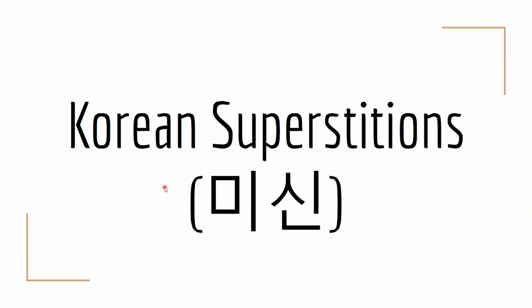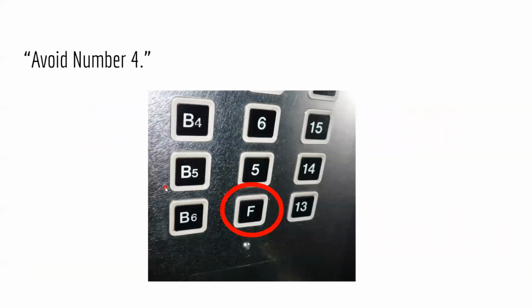Okay, now we're going to learn about the Korean superstitions. In Korean, it's called 미신. Okay, number 1 is avoid number 4. This is a big one. If you go to Korea, in the elevator, they always have F written on it instead of the number 4 on the 4th floor. The word 4 in Korean is 사, which sounds a lot similar to death. Also in Chinese, 4 and death is pronounced similarly, and lots of Korean words are derived from Chinese. So if you go to Korea, all elevators will have F in the fourth floor. Just most.